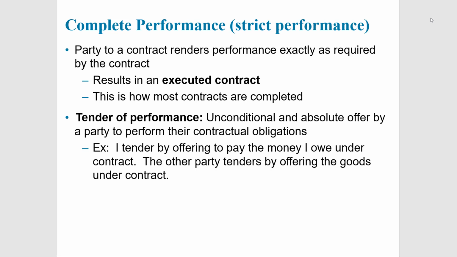We define tender of performance as the unconditional and absolute offer by a party to perform their contractual obligations. This is a legal term just for vocabulary purposes. It basically just means you're offering to do what you say you're going to do under the contract. So I tender by offering to pay the money I owe under the contract. The other party can tender by offering the goods under the contract.